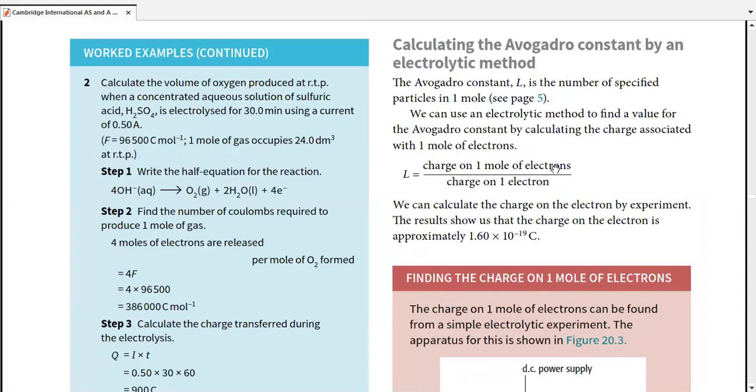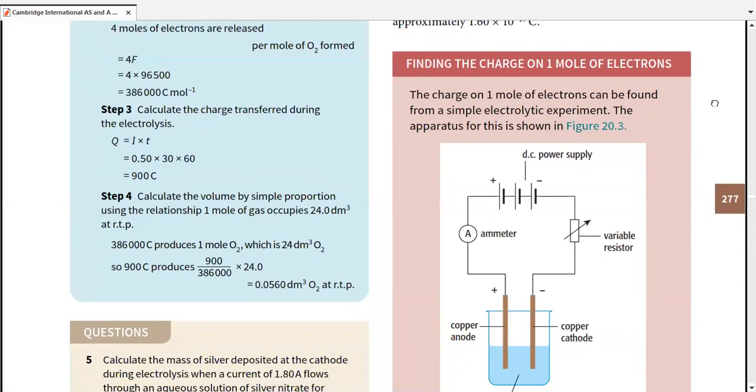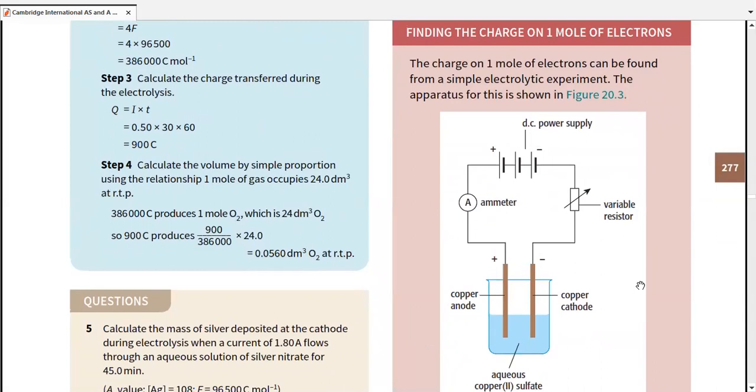Now, in this whole thing, what's important is that we calculate the charge on 1 mole of electrons, because we already know the charge on 1 electron is 1.60 × 10^-19 coulombs. So in order to find charge on 1 mole of electrons, what we are supposed to do over here is to go with an experiment given in this pink portion.